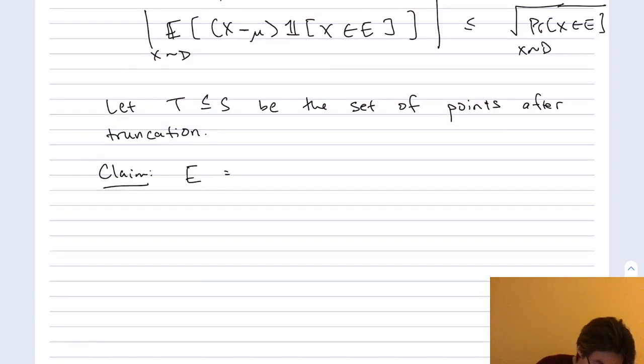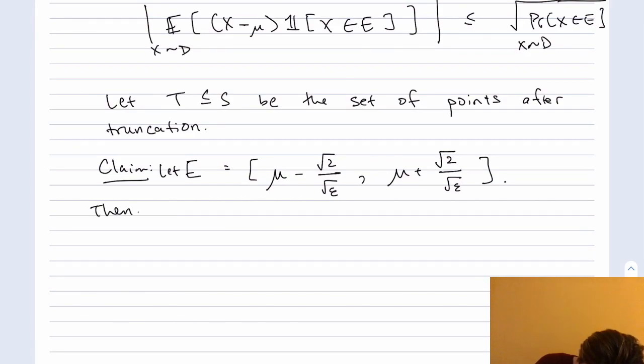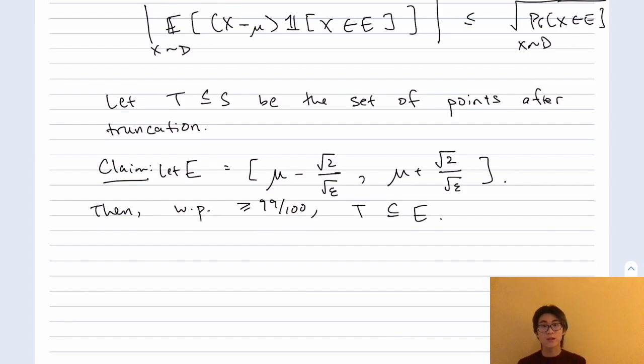Let E be the following interval. It is the interval of radius root 2 over root epsilon around the true mean. Okay? So then with probability, let's say at least 99 over 100, all points, or I can just say the following, T is contained in E. So all the points that survive the truncation will lie within this critical interval E.